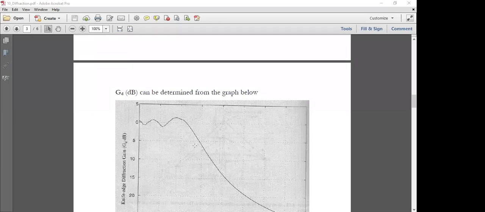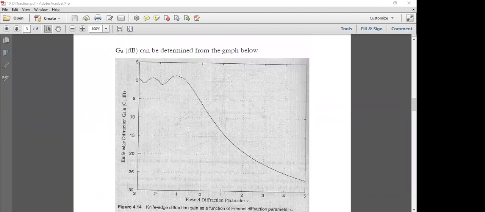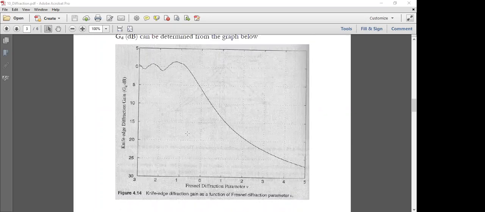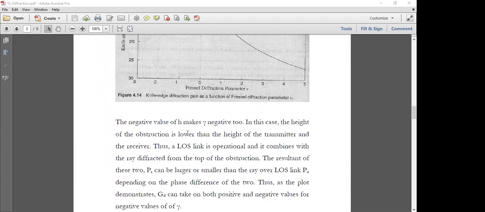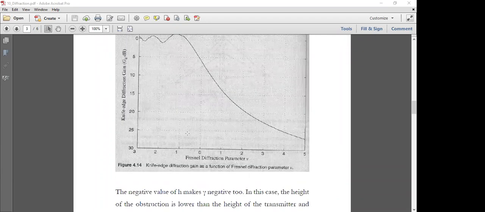There is a ripple in the graph. From the ripple, I can see that in some values of nu, the gain is positive. I mean, it's actually getting more power than the transmitter. But how is it possible? Okay, so let us discuss this part.